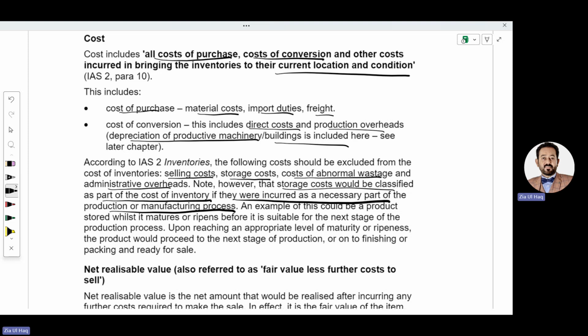But after completing the inventory, if you are storing before receiving an order from the customer, that storage cost will not be part of inventory cost. So upon reaching an appropriate level of maturity or ripeness, the product would proceed to the next stage of production or to finishing or packing and be ready for sale. So which cost should not be part of inventory cost? Selling cost, storage cost, cost of abnormal wastages, and admin overheads.